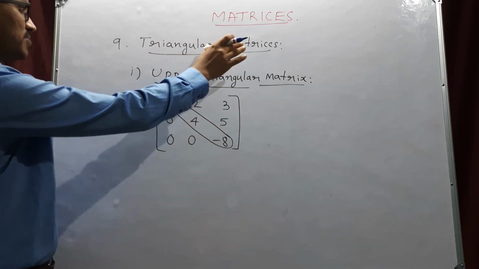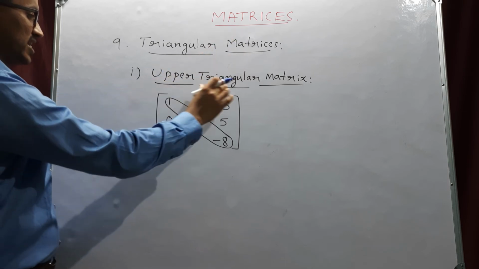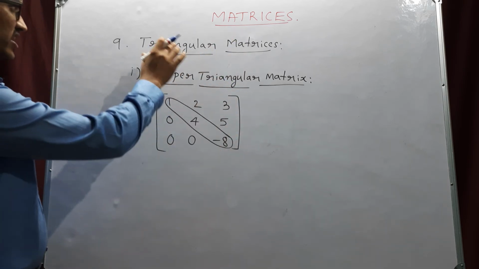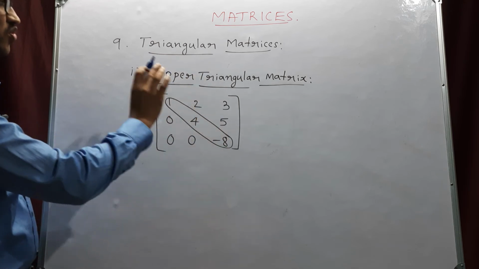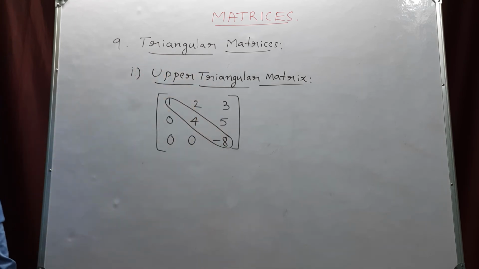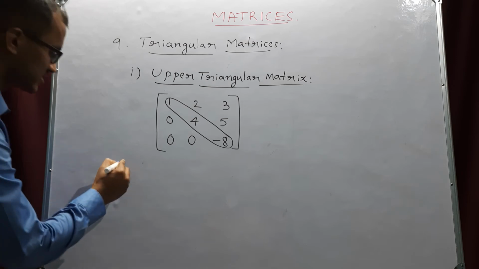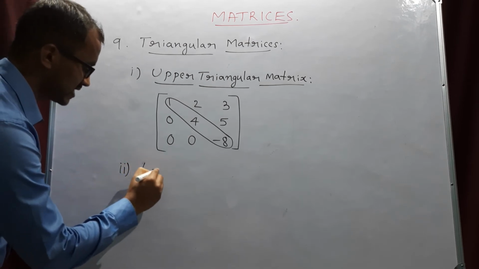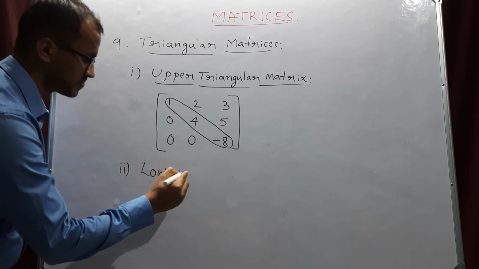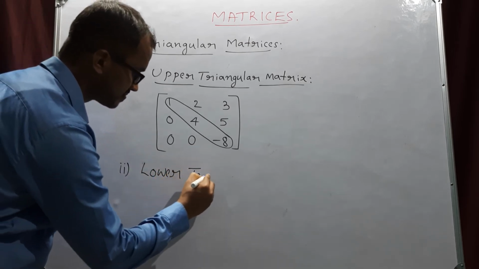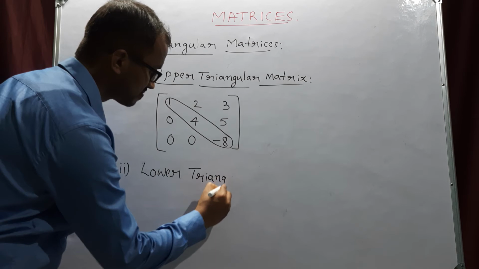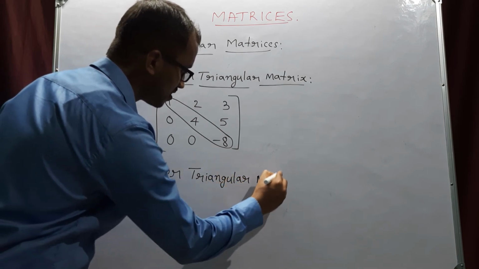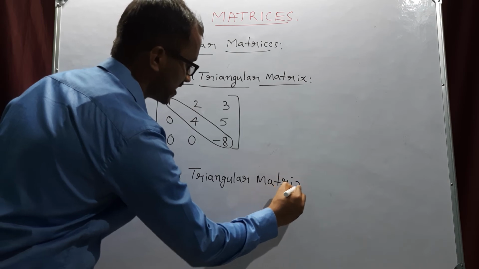To form a triangular matrix, it should basically be a square matrix, because we can find diagonal elements only in a square matrix. The second one is the lower triangular matrix.